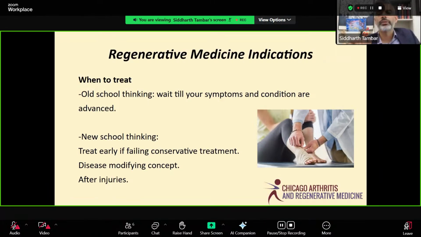So I think a more appropriate modern way to think about your joint health is get treated conservatively. Again, maximize your weight, over-the-counter supplements to reduce inflammation, the right kind of nutrition, get into physical therapy, do the right kind of strengthening exercises, do all that. If you're failing conservative treatment, you should consider a disease-modifying concept, and that would include the regen med treatments. And if you've had an injury, if you're recovering quickly, great. If you're not recovering quickly, then you should consider a regen med treatment to help you recover more adequately long term.